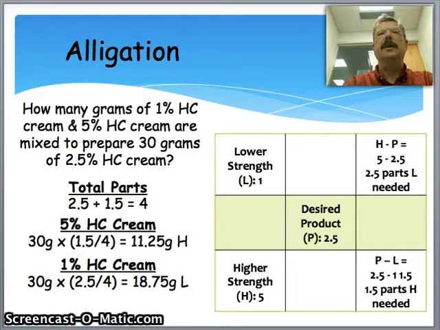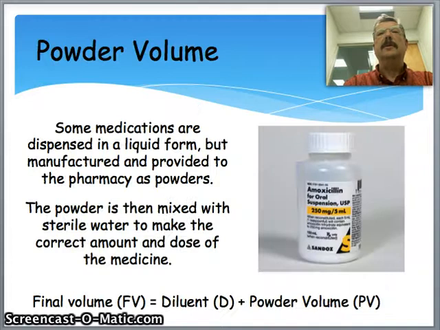2.5% hydrocortisone cream. Lower strength is upper left-hand corner. Higher strength is in the lower left-hand corner. The desired product is in the center. Calculating the number of parts needed is in the upper right-hand corner for the lower strength, and the higher strength is the lower right-hand corner. Plugging numbers in, that gives you the answer.